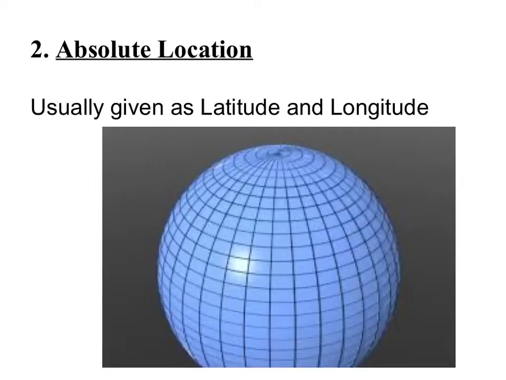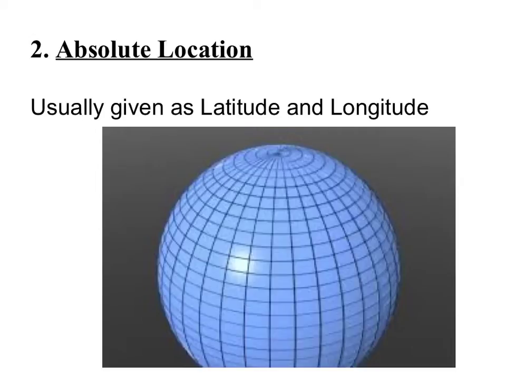And if relative location defined where things were in terms of other things, absolute location tries to come up with an objective way of describing where things are without referring to any other thing on the Earth. And usually that's done using the latitude and longitude system.